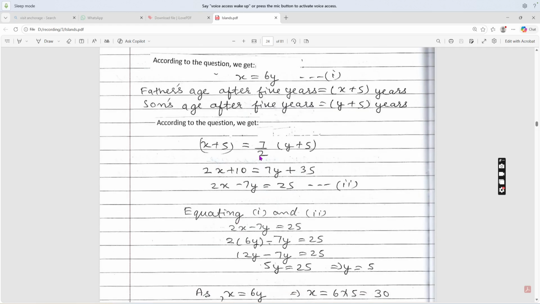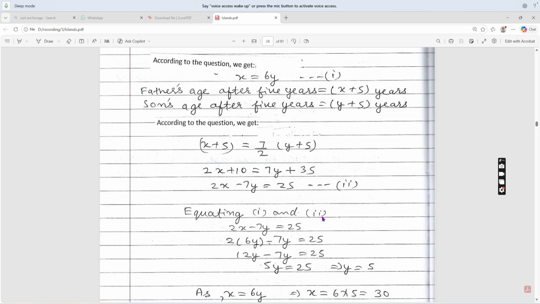So now we are going to cross multiply. 2 is going to be multiplied by x and 5, which will give us 2x plus 10, and 7 is going to be multiplied by y and 5 to give us 7y and 35. So 2x minus 7y, because we are going to shuffle the RHS to LHS, and this plus 10 is going to be shuffled from LHS to RHS. So 35 minus 10 will give us 25, and here it is 2x minus 7y, so it is equation 2.